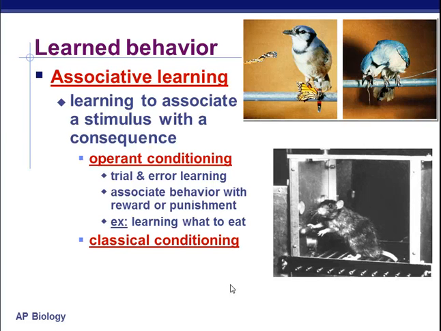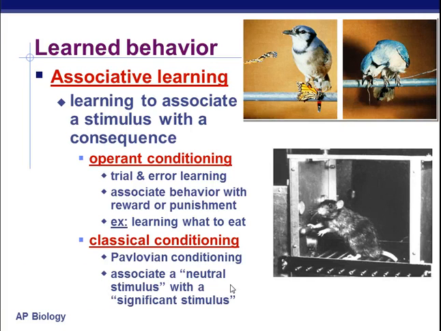Classical conditioning is this idea of Pavlovian conditioning, if you've ever heard of the famous study with Pavlov's dogs. So this is where you associate a neutral stimulus with a significant stimulus, so a stimulus that should have nothing to do with some kind of behavior.